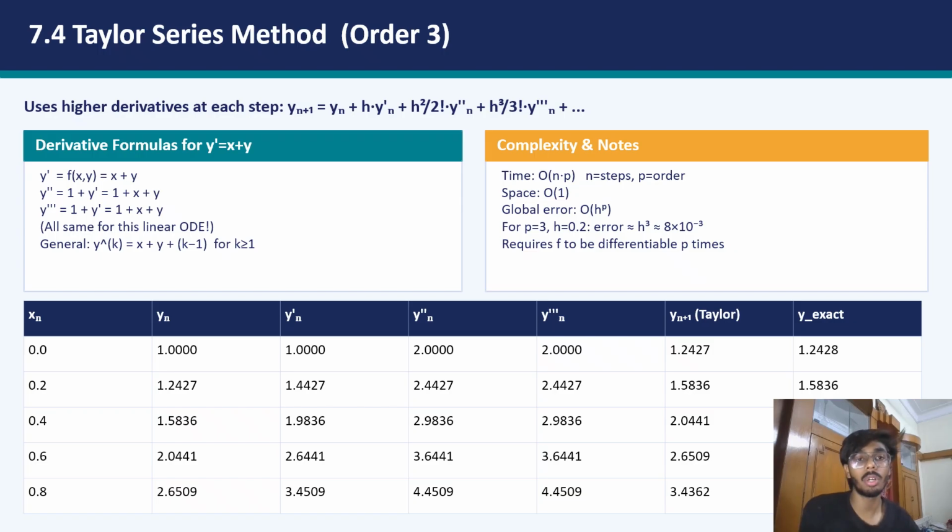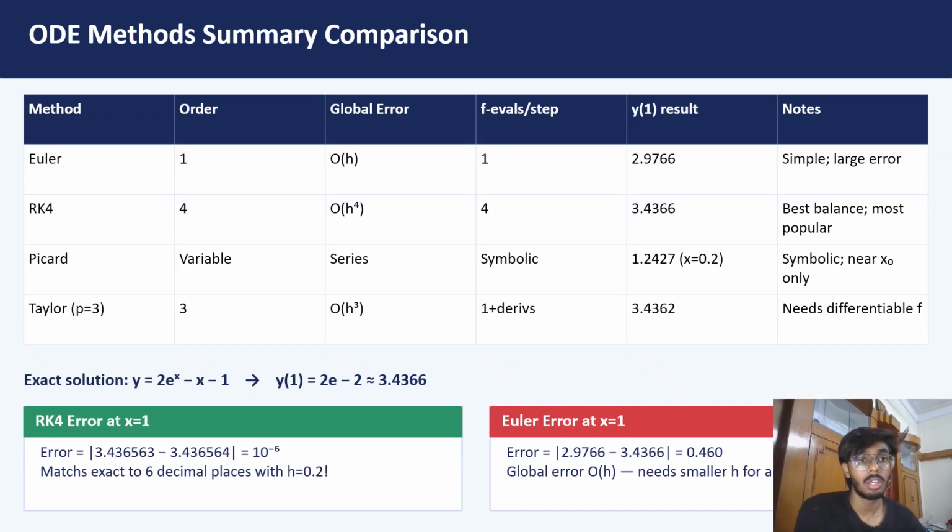The time complexity for the Taylor series is order of n times p, where n is the number of steps and p is the order of the series, and space complexity is order of 1. So this is all about the ordinary differential equations. ODE method summary comparison.